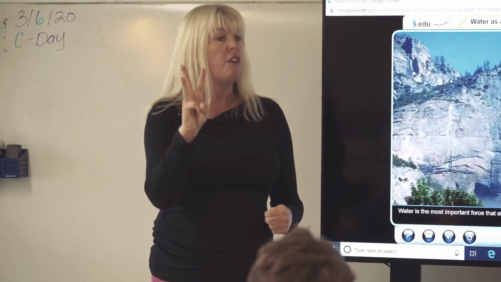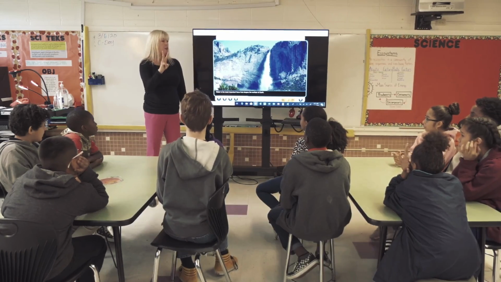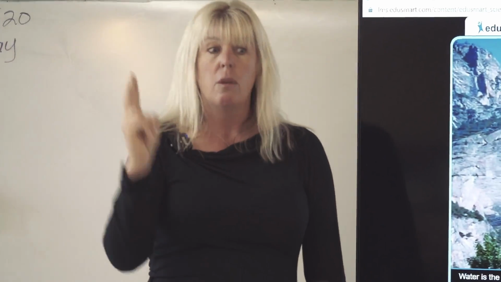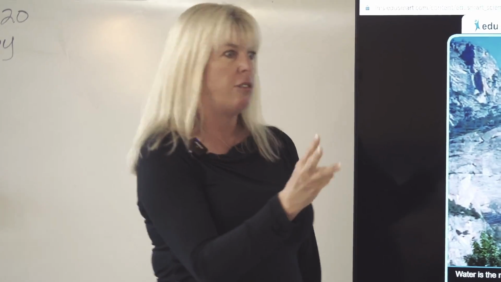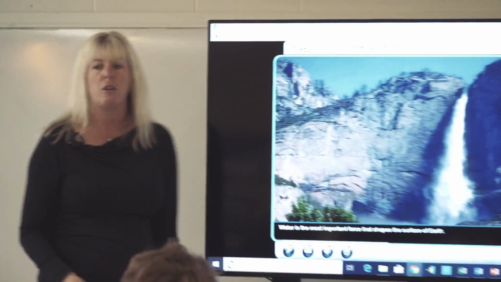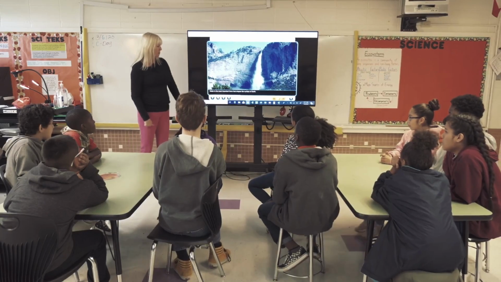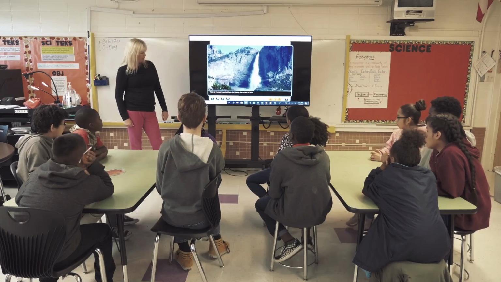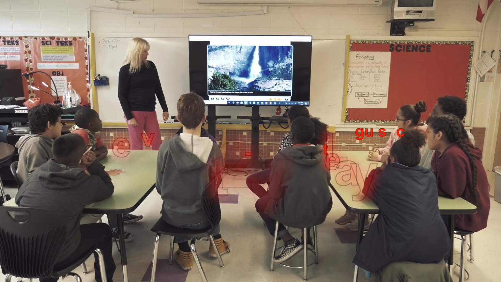Now the Earth's surface uses 3 types of erosion. Either wind, water, or ice. That's right, you remember. So today we're going to focus on water. Watch what happens. Water is the most important force that shapes the surface of Earth.